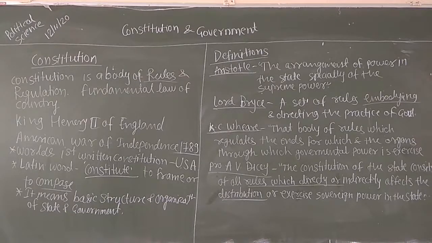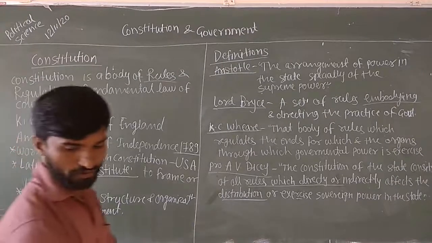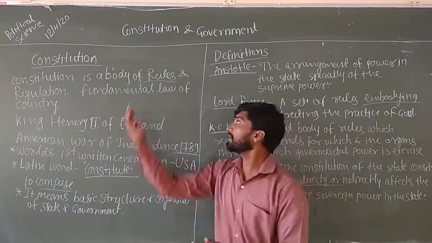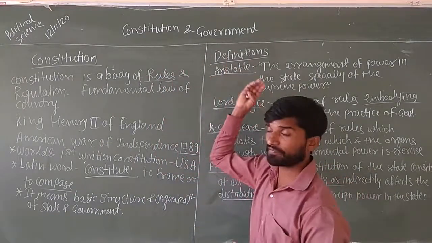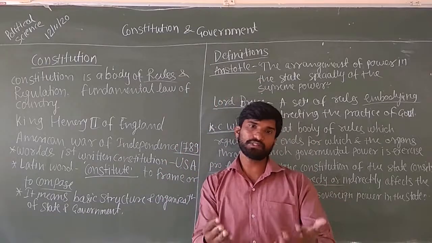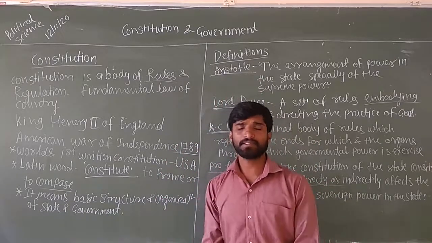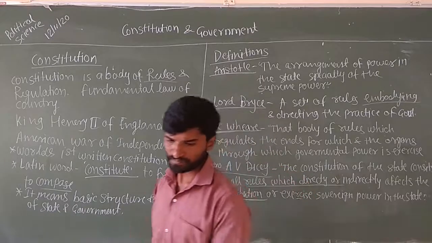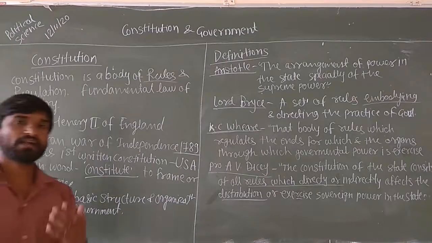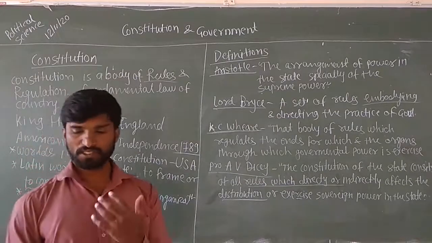It also defines the relationship between government and people along with different kinds of fundamental rights and duties. So the constitution tells us about different types of government, even the relationship between the people and government, rights and duties. The constitution includes powers and functions of the government.